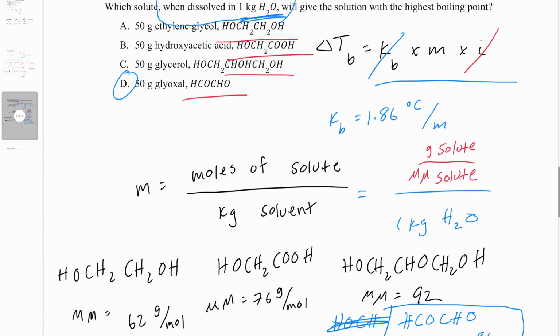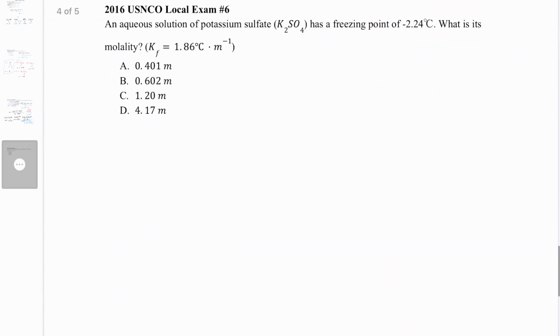And this should kind of intuitively make sense. If you look at all your answer choices, D is the one that at least looks the smallest. And so D has the lowest molar mass, which makes it have the greatest molality, which makes it have the greatest boiling point. Let's look at the last question, question 4, which is the 2016 USNCO local exam number 6.